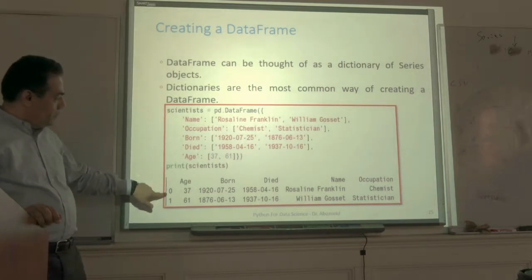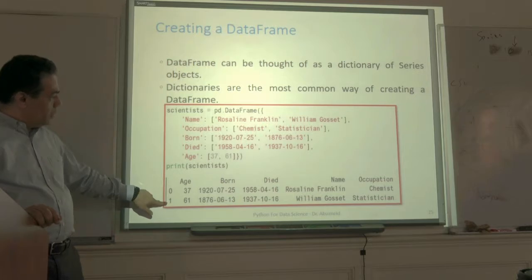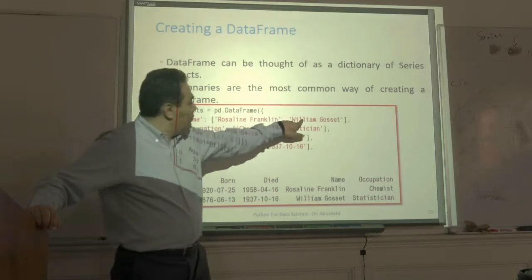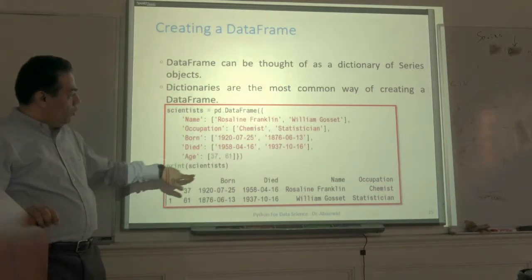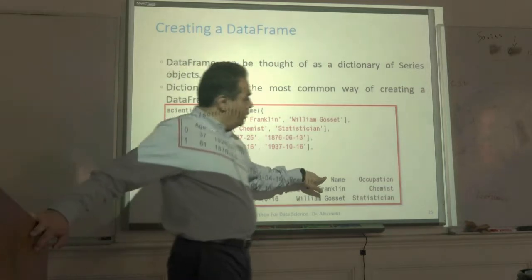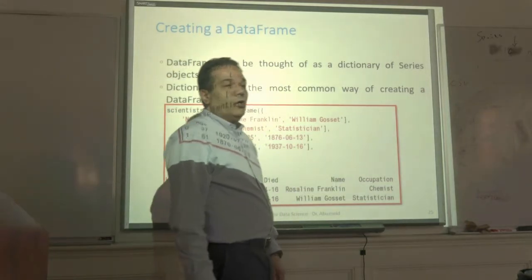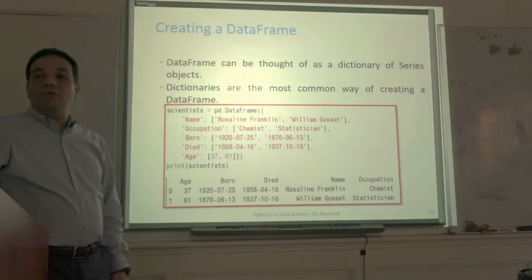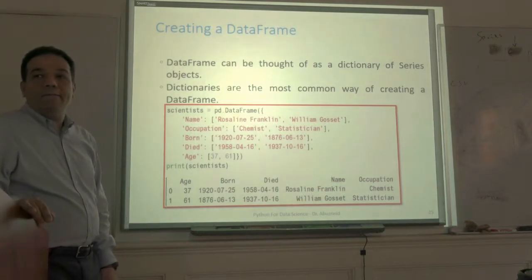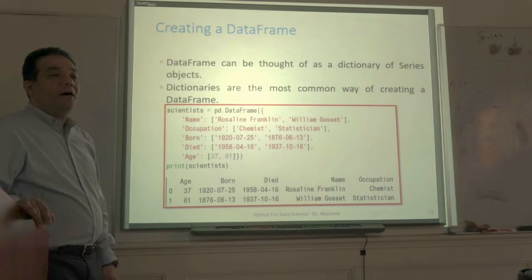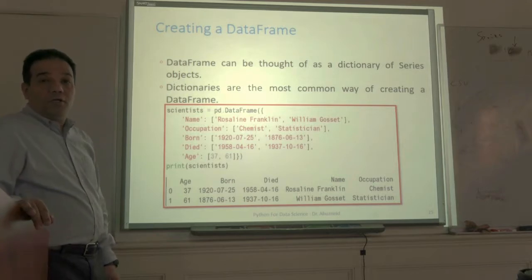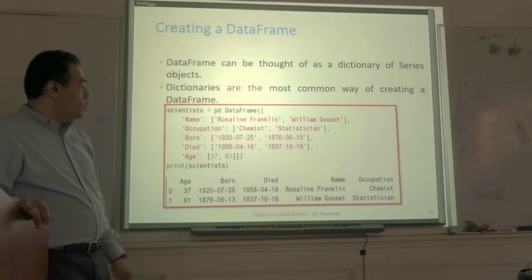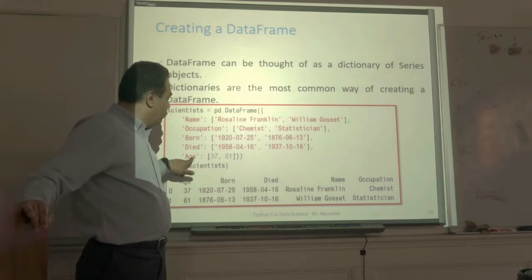They're printed 0, 1. Why? Because they have 2 rows. Then what are the titles? Age, born, died, name, occupation. What do you notice in here? Out of order, right? Why? Because dictionaries, when they are created, are out of order. They are not ordered dictionaries. If I need to have them ordered, what do I have to add in here?